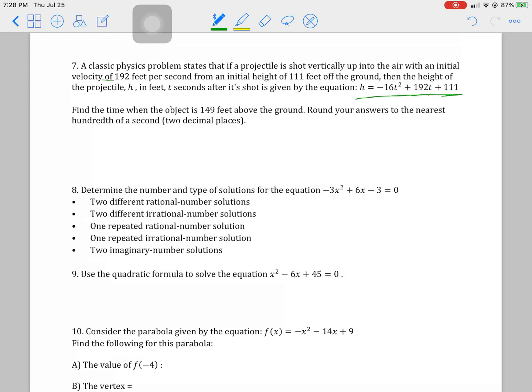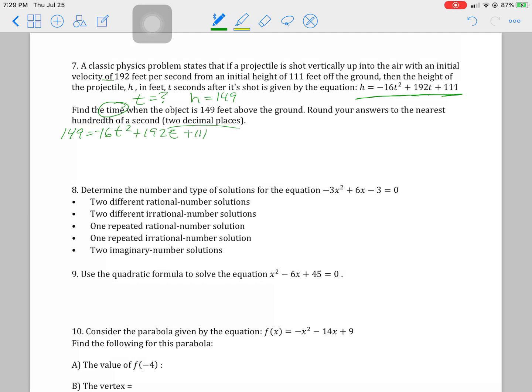There's a quadratic equation. It's in the proper order. Find the time when the object is 149 feet off the ground, round to the nearest hundredth of a second or 2 decimal places. So we substitute for h as 149, and we're going to be solving for t.